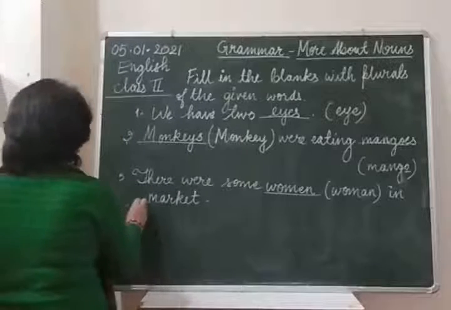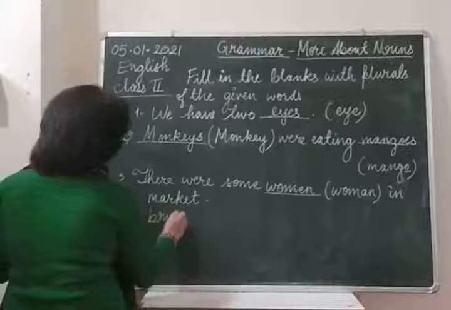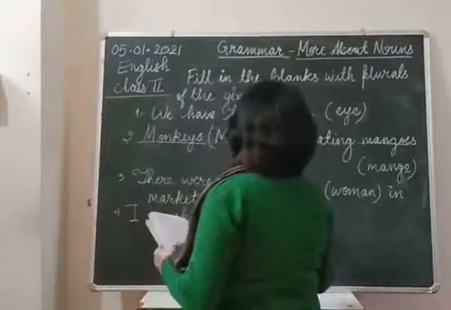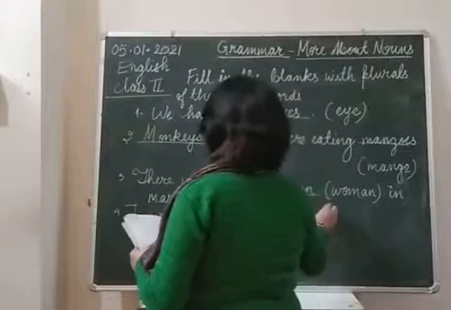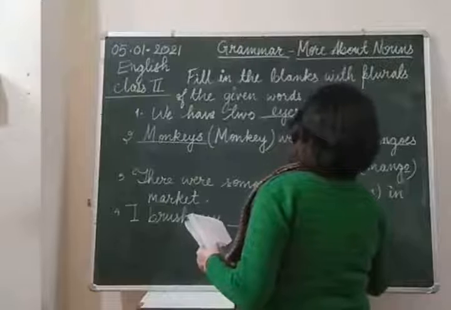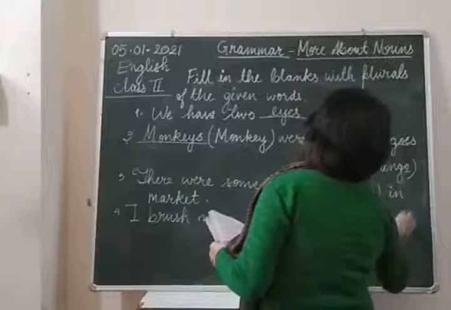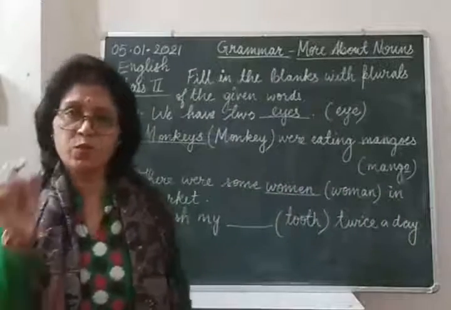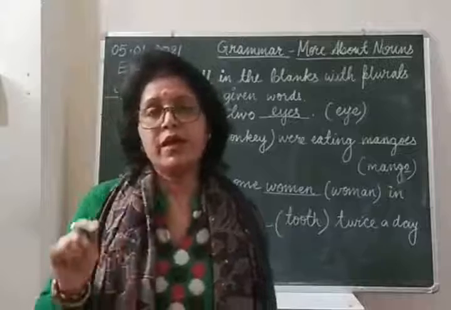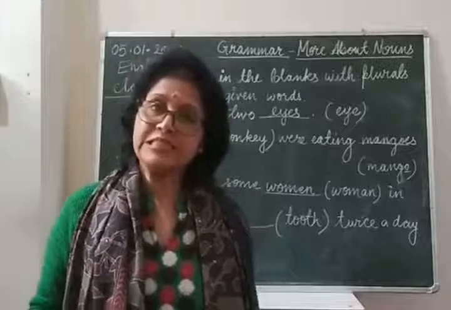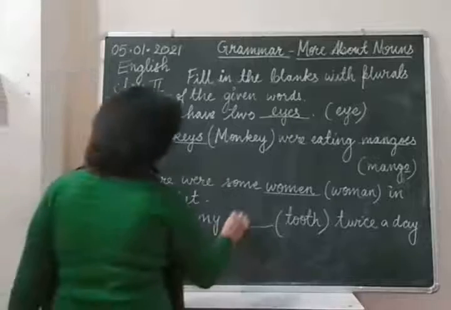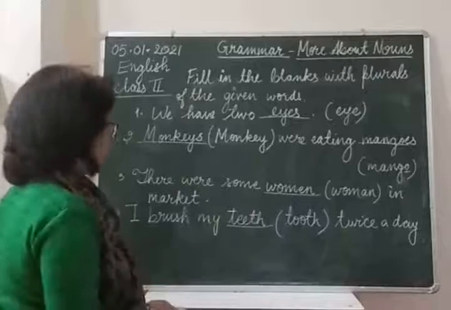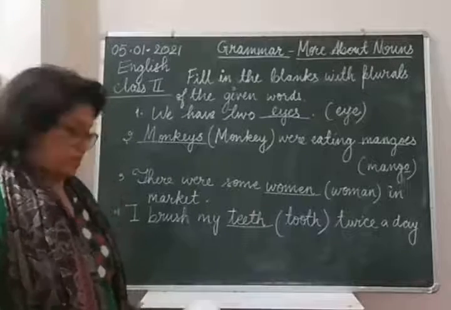Number 4 is I brush my blank, and the noun is tooth, twice a day. Now, as you can see, the word is tooth. Tooth is one tooth, and its plural is teeth. Yes, I brush my teeth. हम एक दांत नहीं साफ करते हैं, एक से ज्यादा दांत साफ करते हैं. I brush my teeth twice a day.